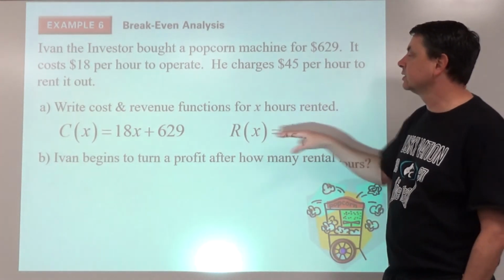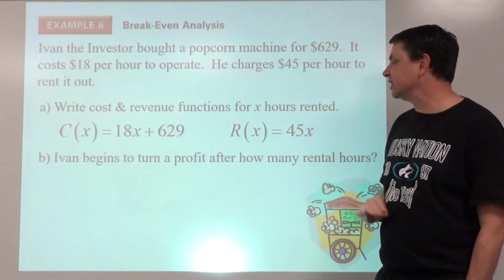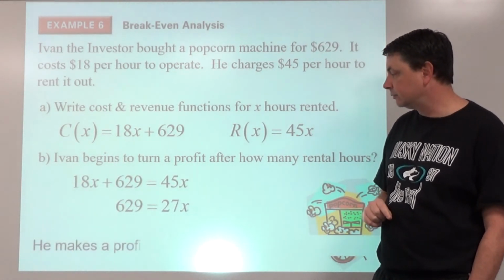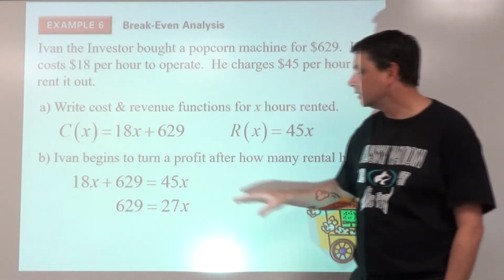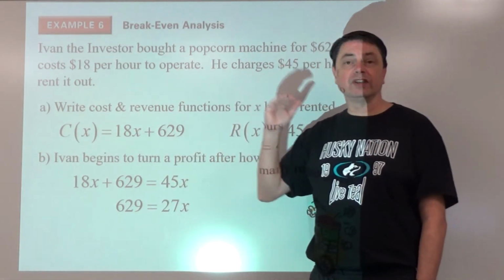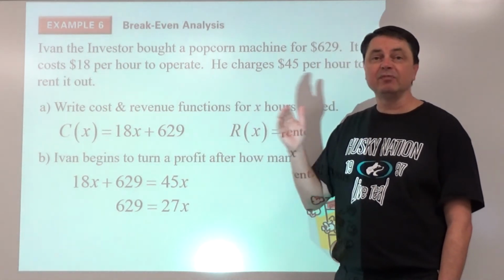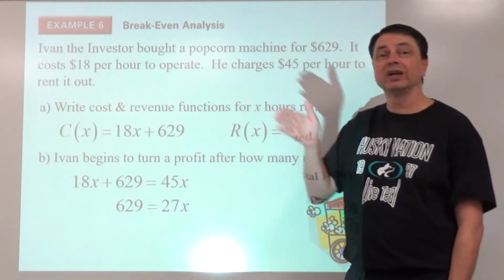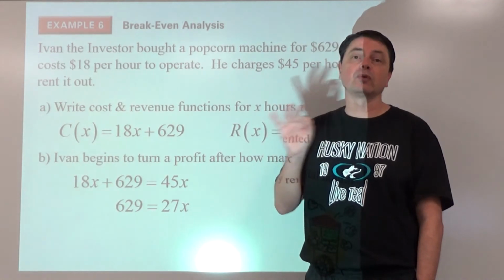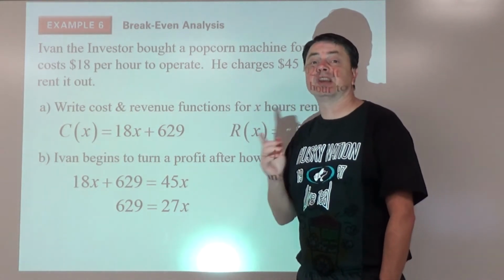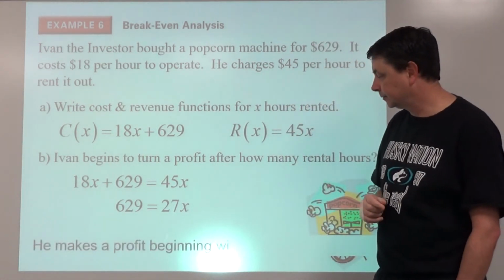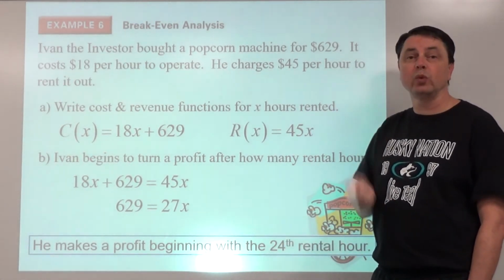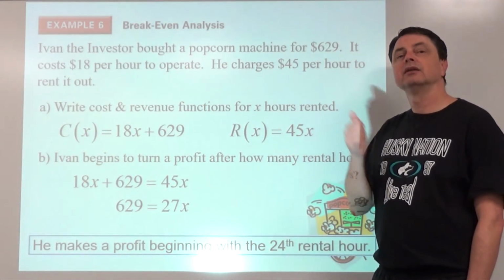So when we set these equal to each other to see where we're going to break even, and we solve, if it turns out to be something like 5.2, he does not turn a profit at 5 hours. He will at 6 hours. So it's not a simple round off. In this case, it's a round up situation. So we're going to see that basically once he hits 24 hours rented, now we've got a profit.